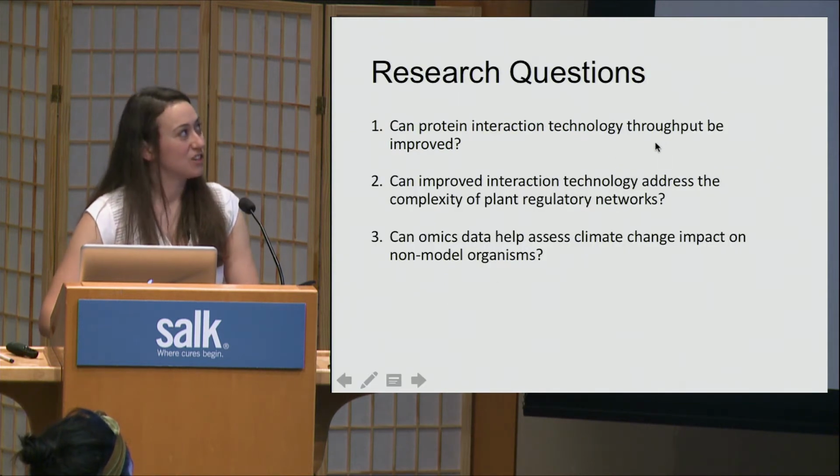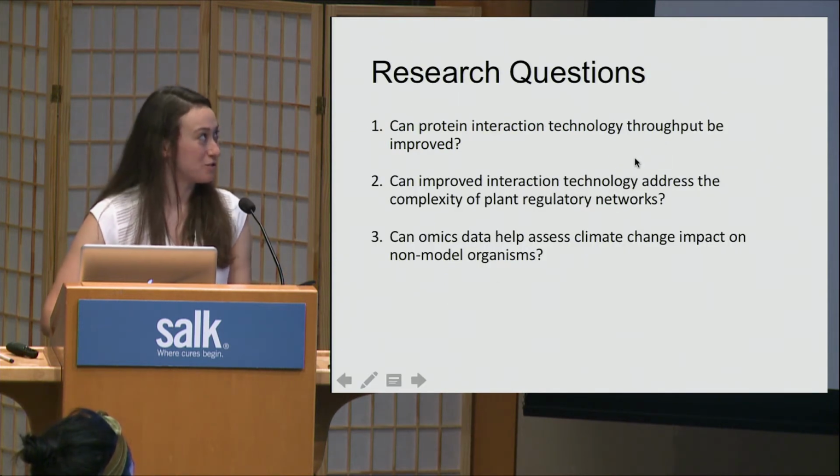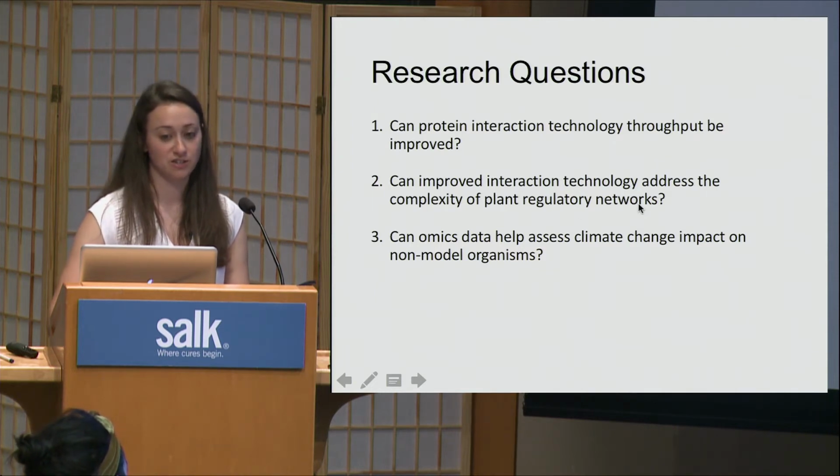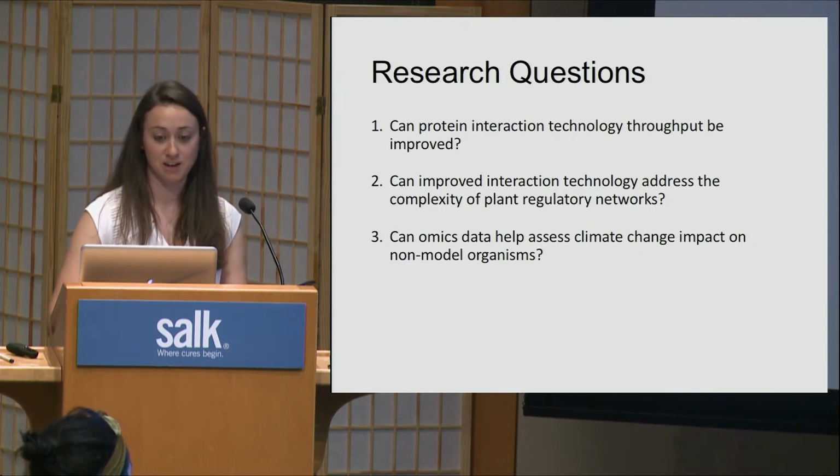Okay, so all those things led to my PhD research questions, which are: can protein interaction technology throughput be improved? Can improved interaction technology address the complexity of plant regulatory networks? And can omics data help assess climate change impact on non-model organisms?